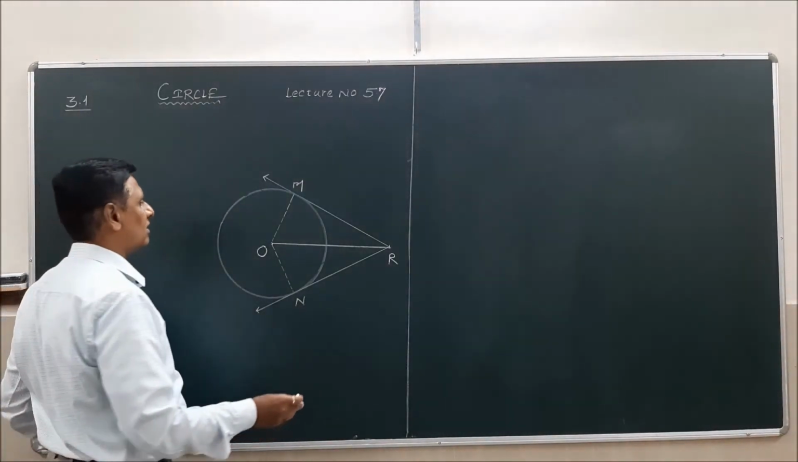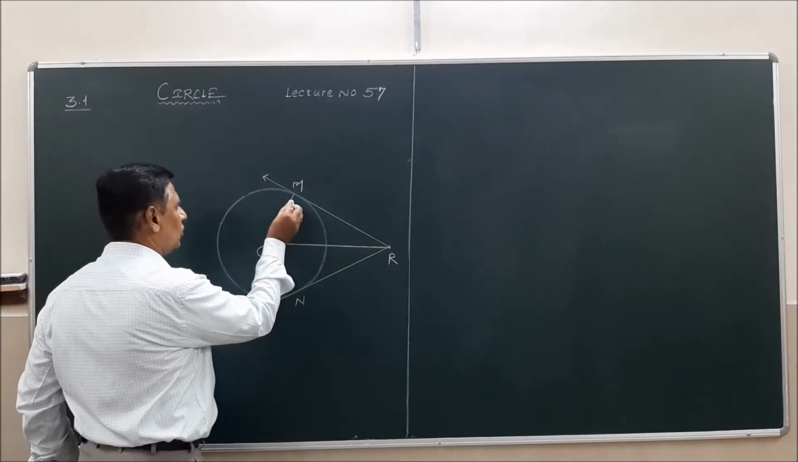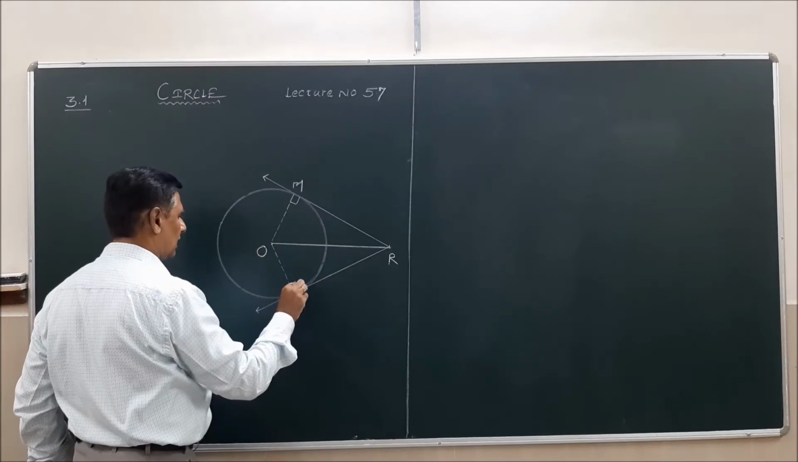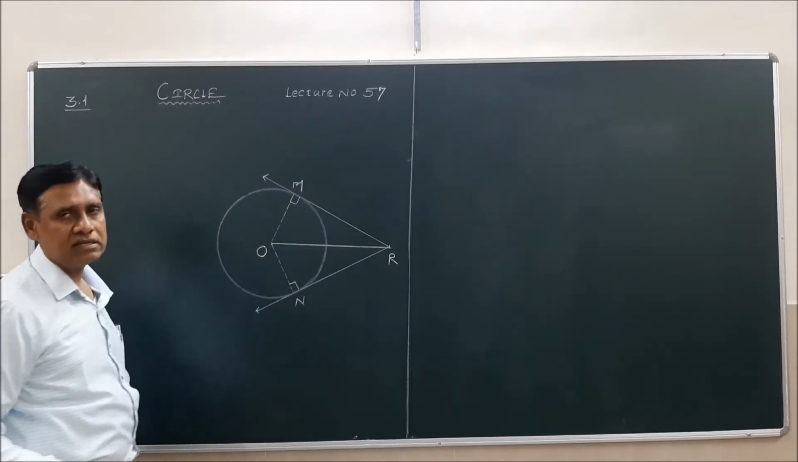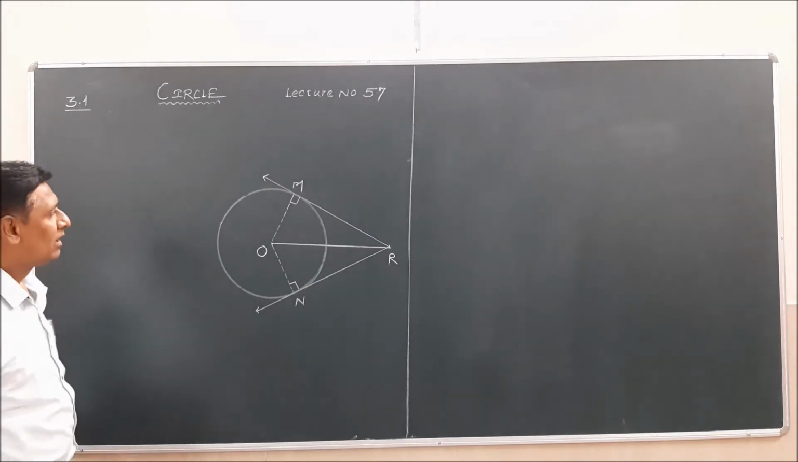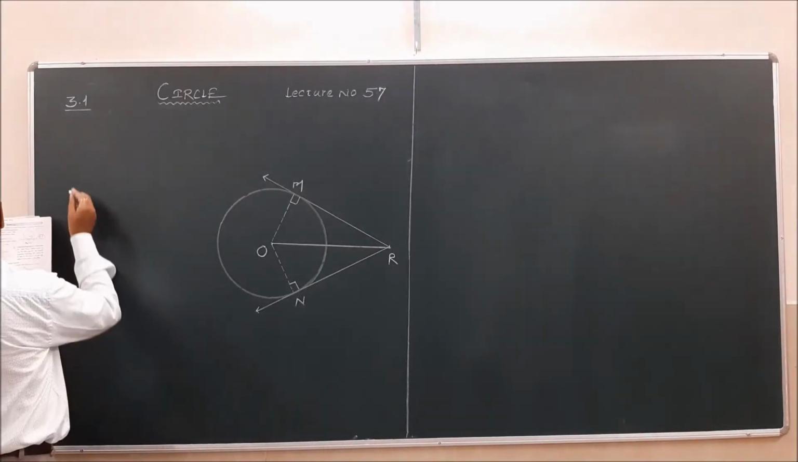M and N are there. You all know, dear students, angle M and angle N are 90 degrees each by tangent radius theorem. Now let's see what is given.